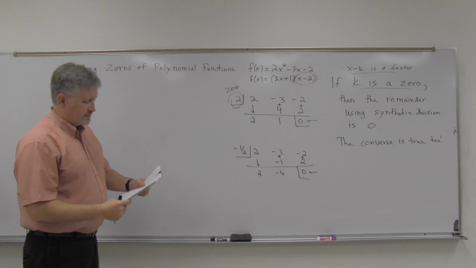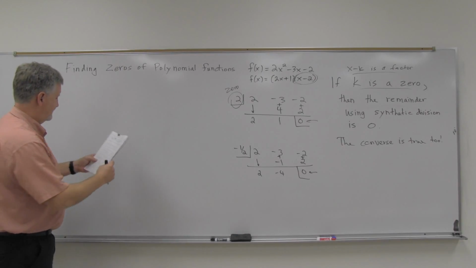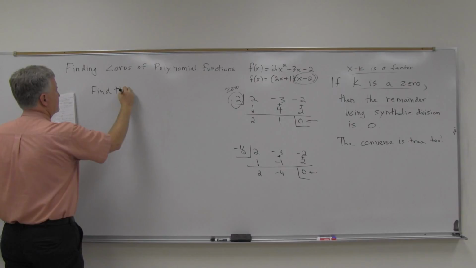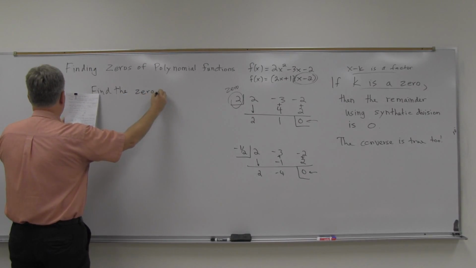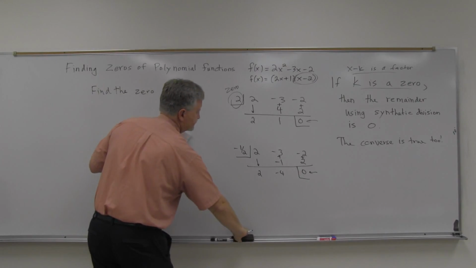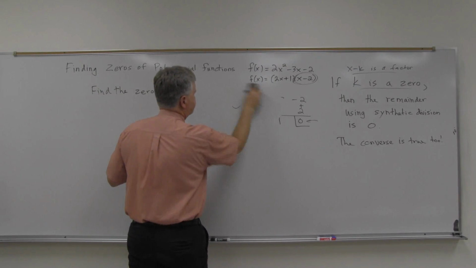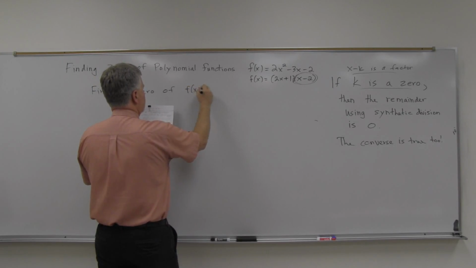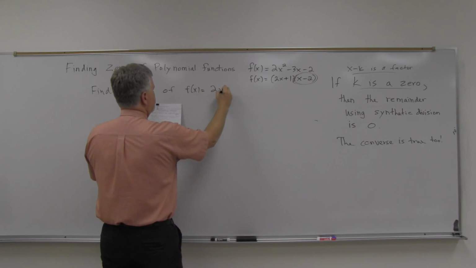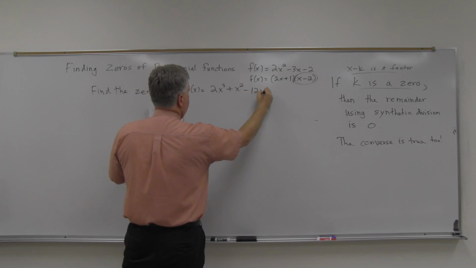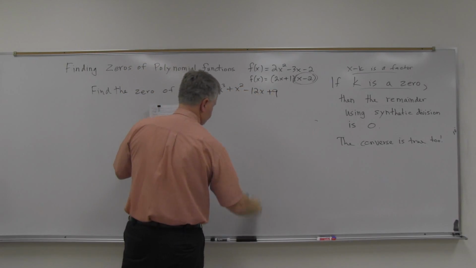All right, so with that in mind, let's find the zeros of f of x equals 2x cubed plus x squared minus 12x plus 9.